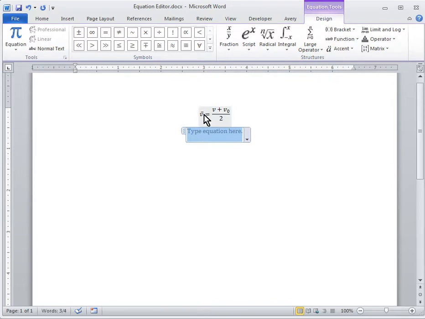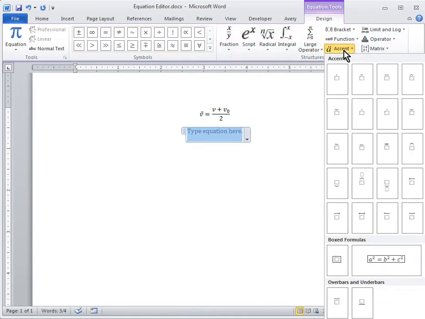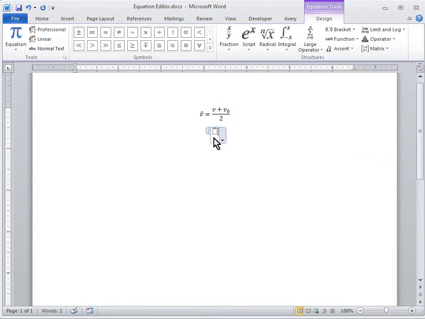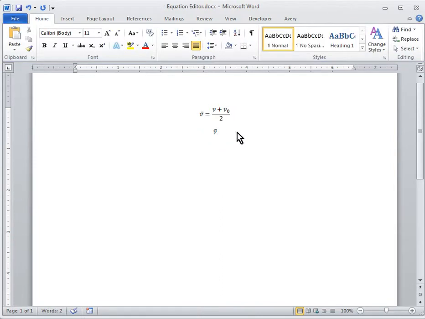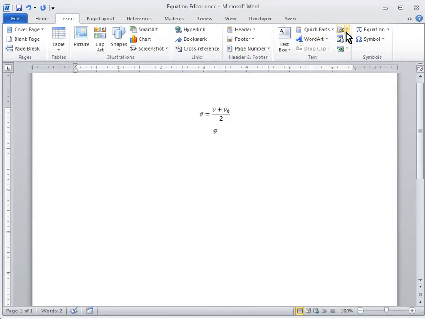That symbol is called a macron, and it turns out that there's a whole tab here for accent marks. Let's see if we can find one that looks something like that. Here we go. There's a bar over it. And so we can enter our V, and we've just created the V bar. I won't create the rest of the equation, that's sort of self-evident. But there are some other things I'd like to talk about in the insert equation.